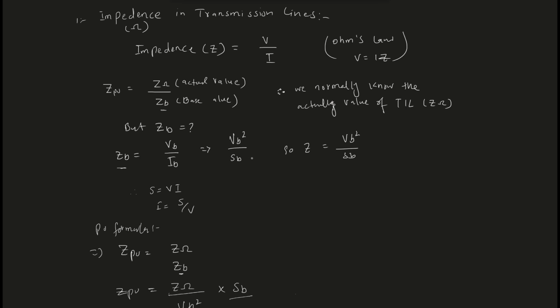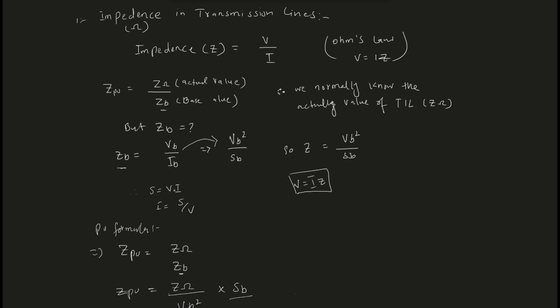We already know that V is equal to IZ. So Z will be equal to V by I. I am denoting B as a subscript, so it is Z base, the base value of impedance. So Z is equal to V divided by I. Now this equation can also be written as V square divided by S. How? Let's look at this.